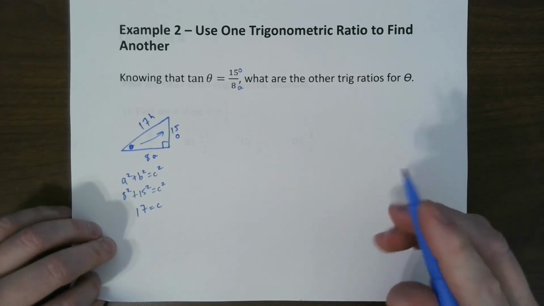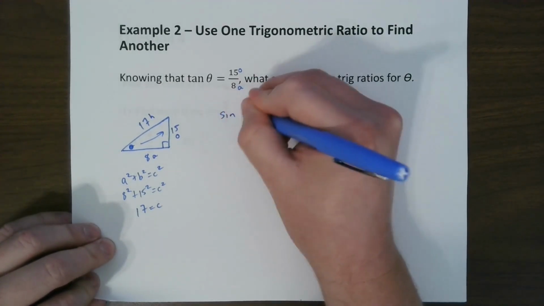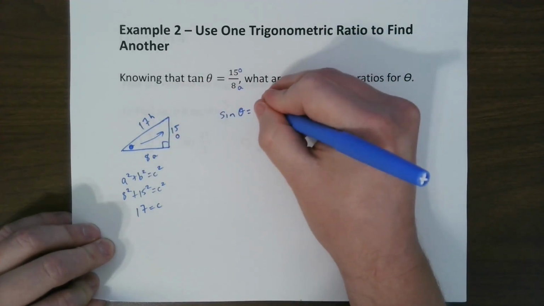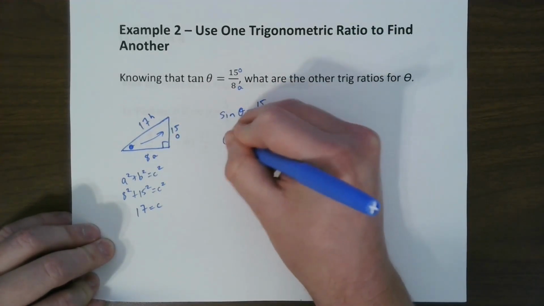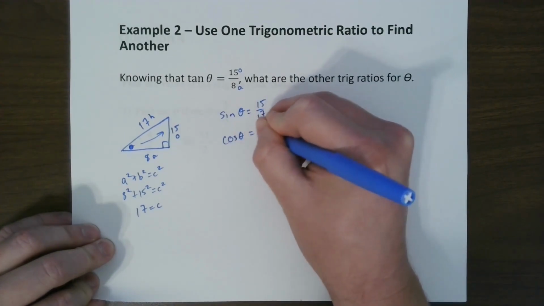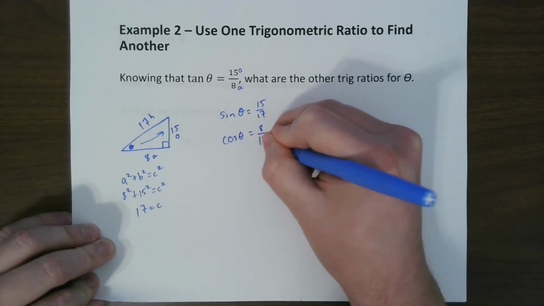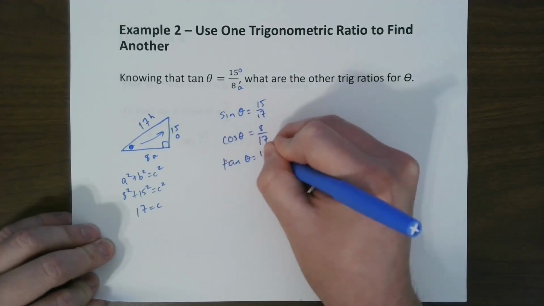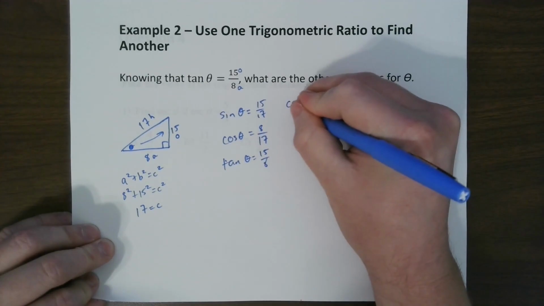So knowing that, we can find the other ratios. Sine is going to be opposite over hypotenuse, so 15 over 17. Cosine is going to be adjacent over hypotenuse, so 8 over 17. Tangent we already have, it's given, which is 15 over 8. And now from there, we get the rest.